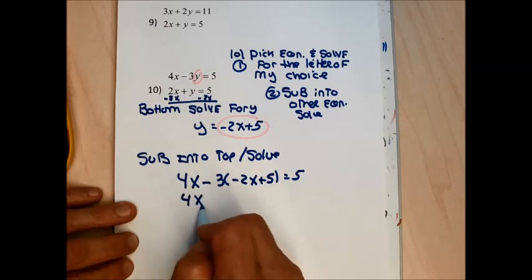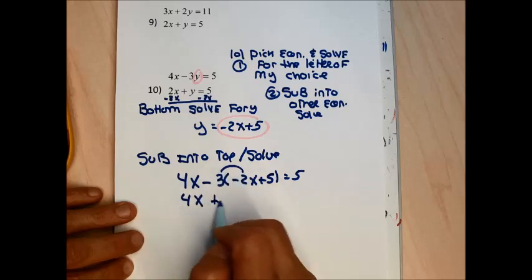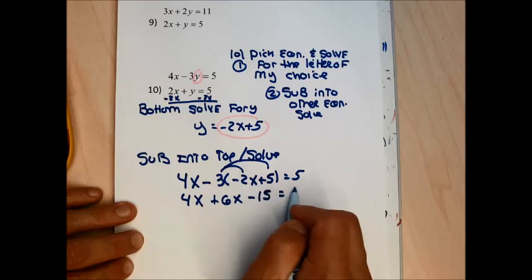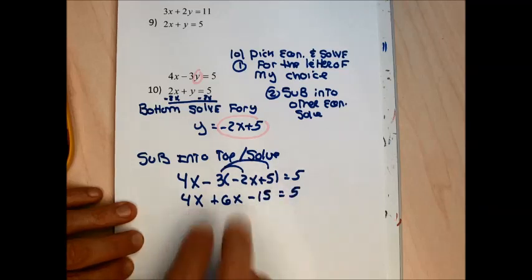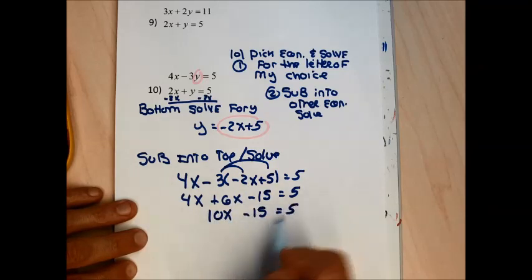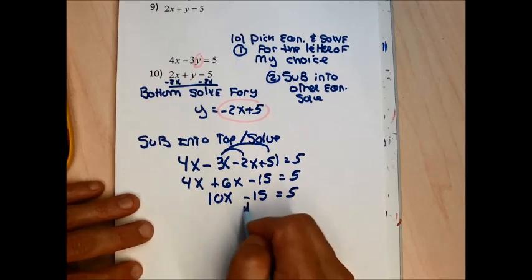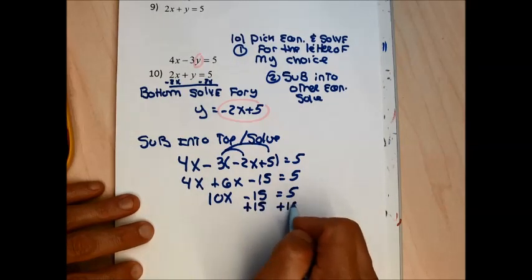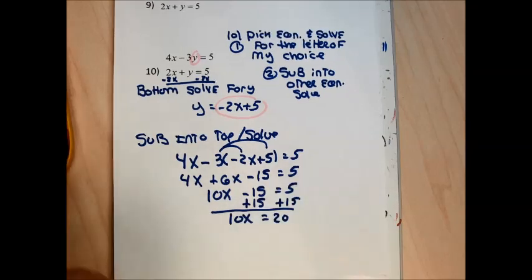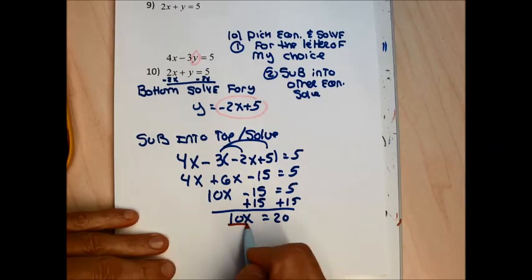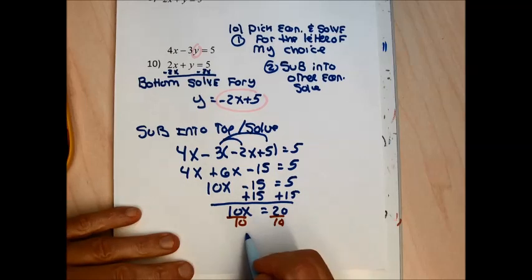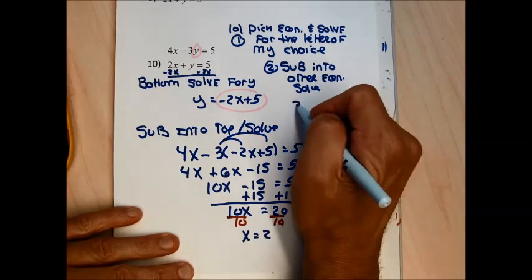So I'm going to get 4x, and then minus 3 times minus 2x is plus 6x, minus 3 times positive 5 is minus 15, and then equals to 5. I'm going to add the 4x and the 6x and get 10x. That gives me 10x minus 15 is 5. I'm going to add 15 to both sides. That will give me 10x equals to 20. And then I'll divide by 10. So done with step 2, I've got an answer for x, which is going to be x equal to 2.